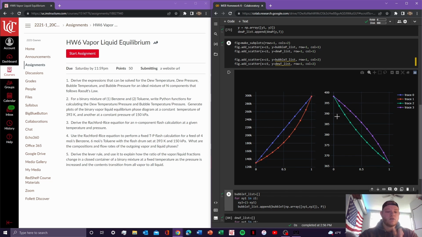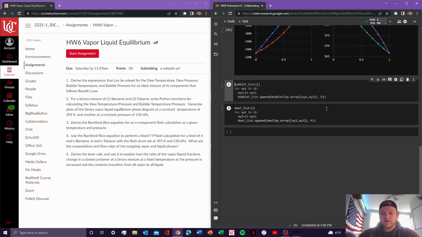That is part 2, and then next we will be deriving the Rutherford-Rice equation for an n-component flash calculation at a given temperature and pressure, and then we're going to use that equation to perform a fixed TP flash calculation for a feed of 4 moles of benzene, 6 moles of toluene with the flash drum set at 393 kelvins and 150,000 pascals. So there's that, and see you in the next one.